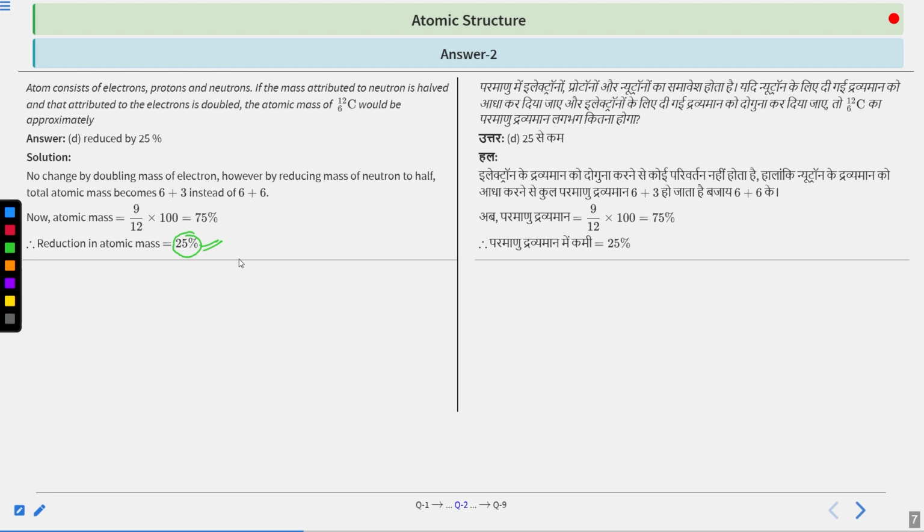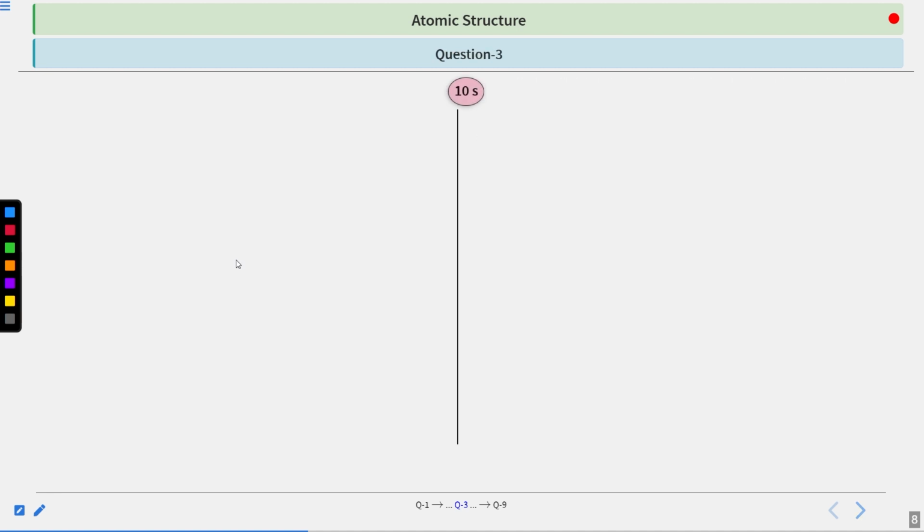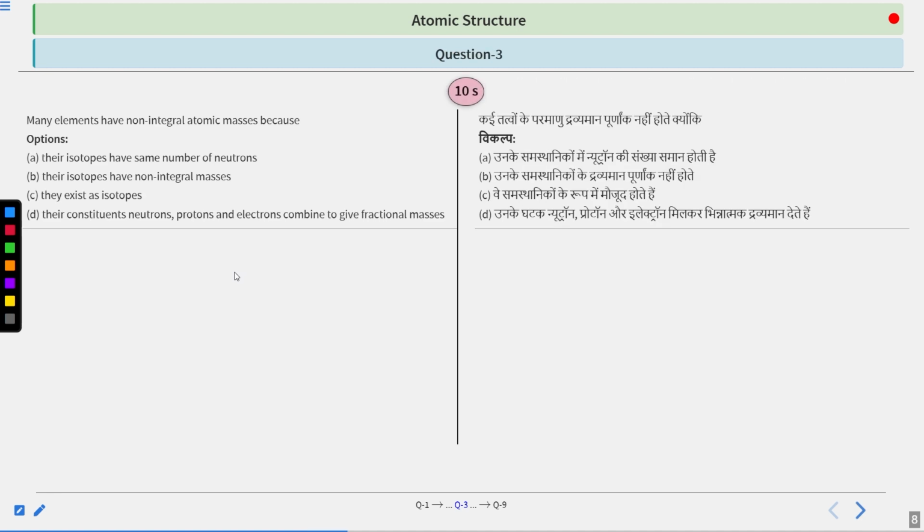Next, question number 3. Question number 3 says that many elements have non-integral atomic masses because, the options are: their isotopes have the same number of neutrons, their isotopes have non-integral masses, option C, they exist as isotopes, and option D, their constituent neutrons, protons, and electrons combine to give fractional masses. So, you have 10 seconds to solve this question. Your time starts now.